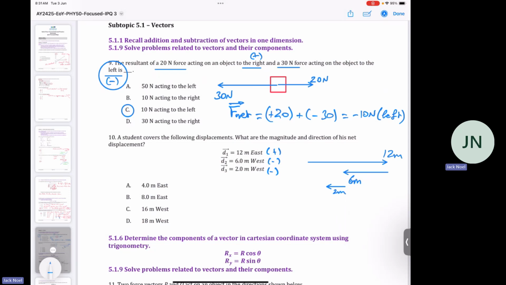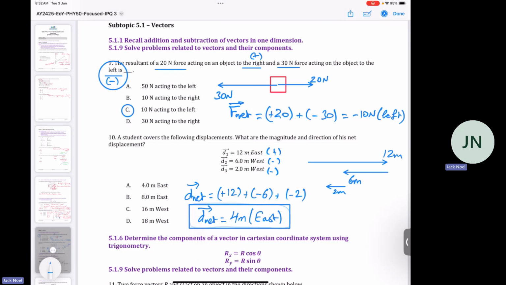So I can tell here that the net displacement is going to be positive 12 plus negative 6 plus negative 2. All of this is going to give me a net displacement of 12 minus 6 is 6, 6 minus 2 is 4. So 4 meters. Because it's positive, it means that this is due east. Okay, and do we have this option? Of course we have it. It's 4 meters east.